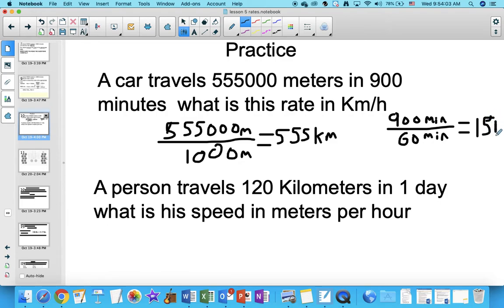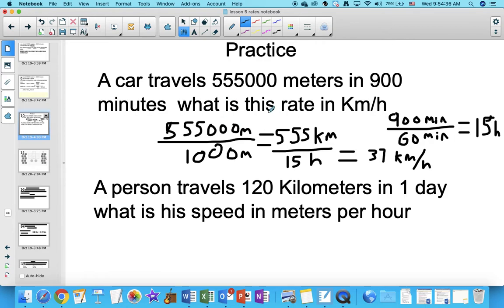15 hours. So then I take the 555, I divide it by the 15 hours, and that gives us our rate. And then all we got to do is simplify or just divide the kilometers to hours to get 37 kilometers per hour.